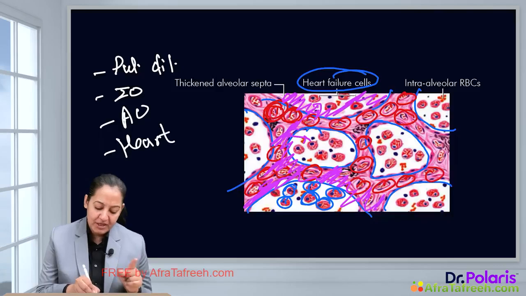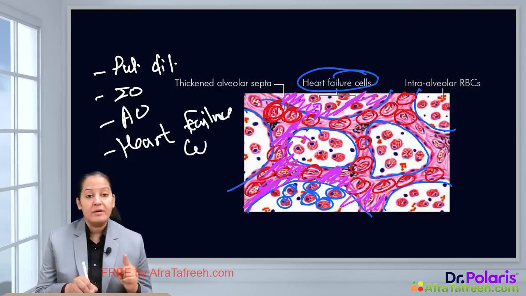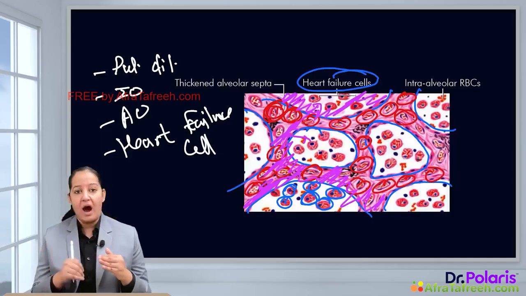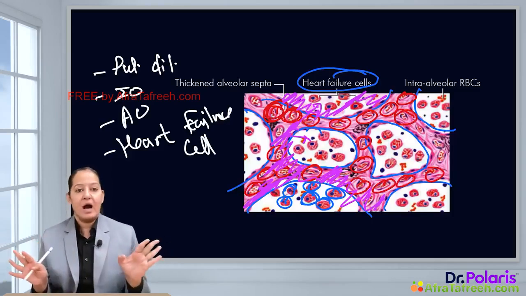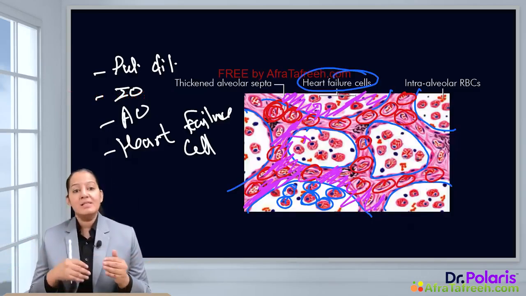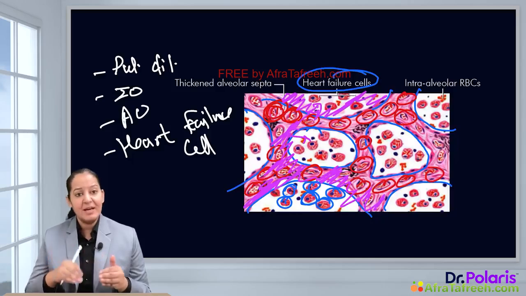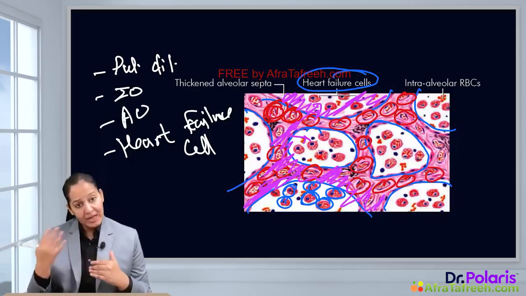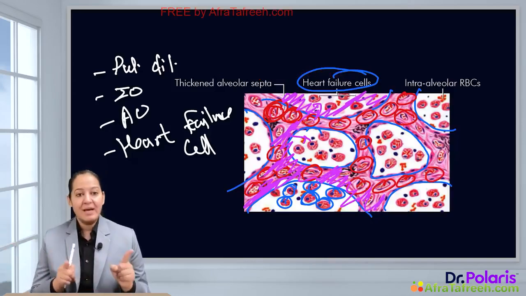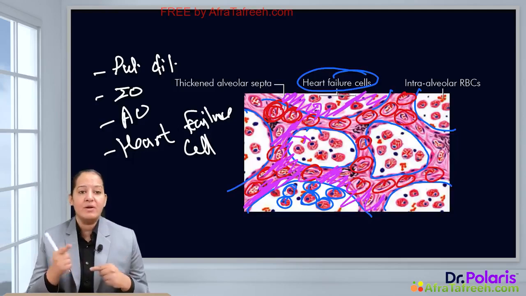Now please appreciate that heart failure cell is a misnomer. Looking at the term heart failure cell, you may feel like the cells are present in the heart. No, the cells are not present in the heart. The cells are present in the lung. Then why are they known as heart failure cells? They are known as heart failure cells because they are present in the lung when left heart failure takes place. Only in that condition are they present in the lung. That's why they are known as heart failure cells. So basically heart failure cells are the hemosiderin laden macrophages.